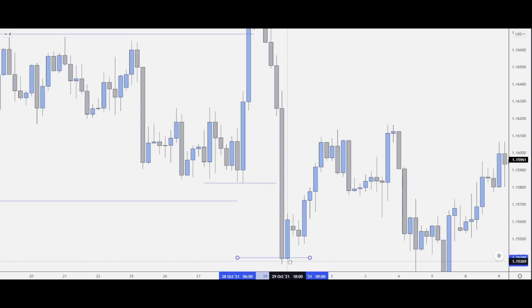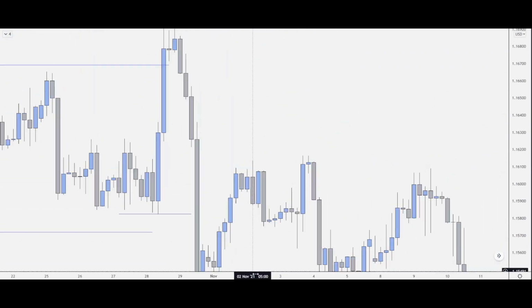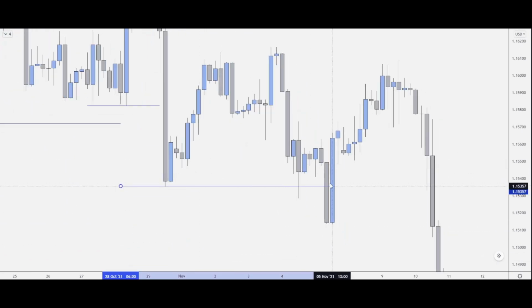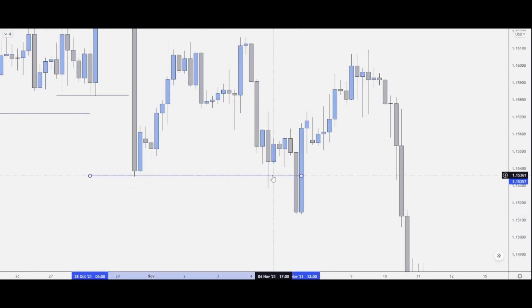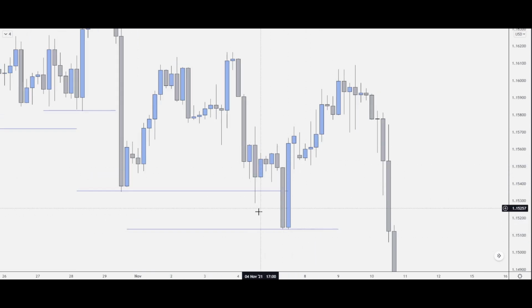Then obviously broke to the downside. It's the low. Go back up. Same high. Broke structure to the downside. New low. New high.